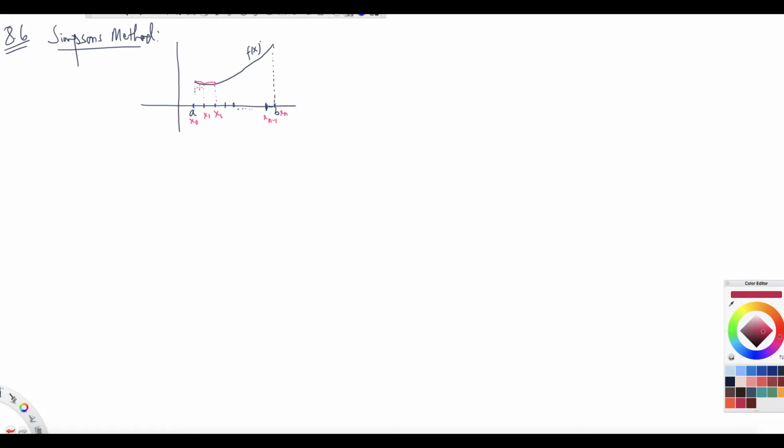And for each of these stripes, the area under the curve for that stripe is approximated by the trapezoid formed by these three sides, and then the top side as a line. Although this curve is not a line, it is a curve, each of those is approximated by a line. All right, so that was the trapezoid rule.